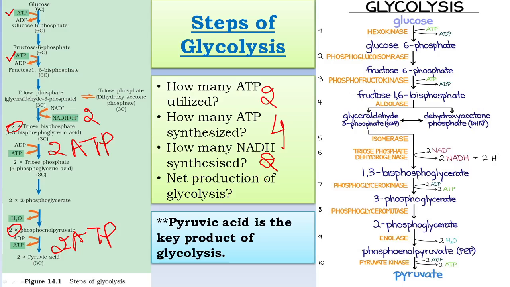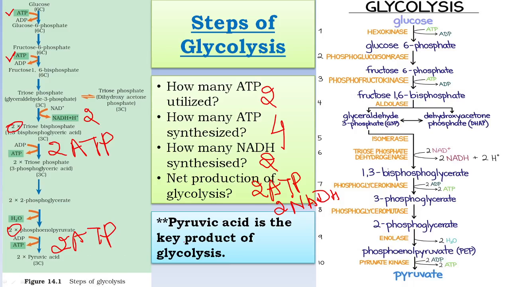So net production of glycolysis is correct. 4 ATPs are produced and 2 are utilized, so 2 ATPs net, and 2 NADH are produced. You have to know the balance sheet, the respiratory balance sheet.